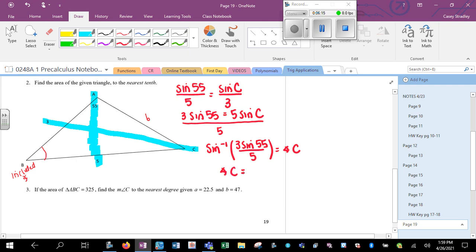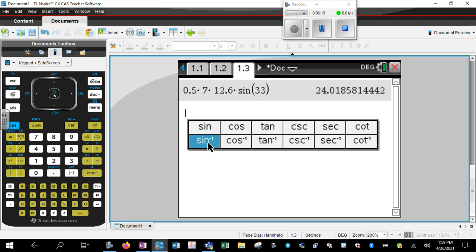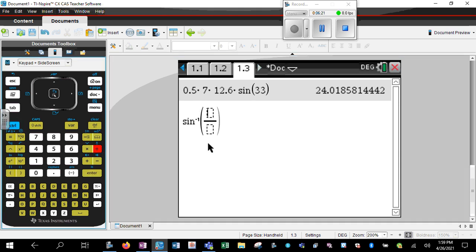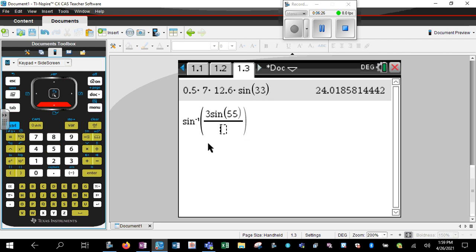So let's go and find out what that is. So we have inverse sine 3 sine of 55 over 5. Let's make sure I remembered that correctly. That gives us approximately 29.4 degrees.